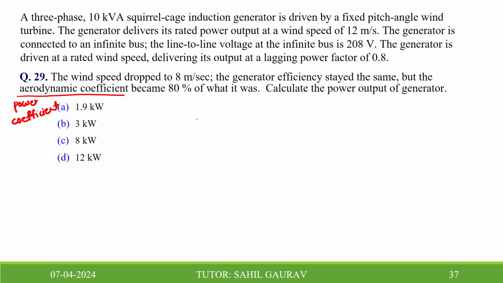So we know that this electrical power is equal to eta into Cp into half of rho A U naught cube. Here the wind speed is dropping to 8 m/s. Earlier it was 12 m/s. And this power coefficient Cp is dropping to 80% of what it was. So we can write P electrical 1.